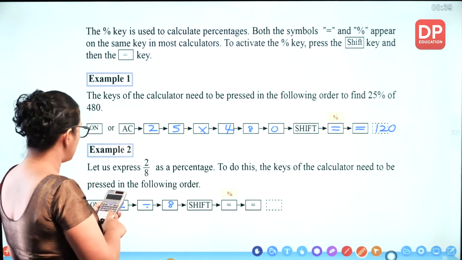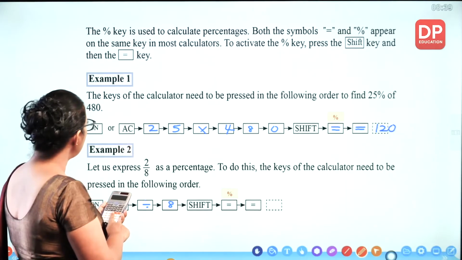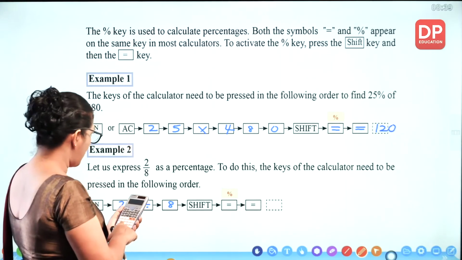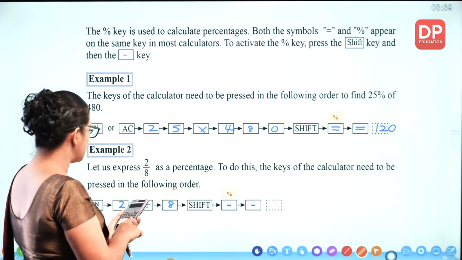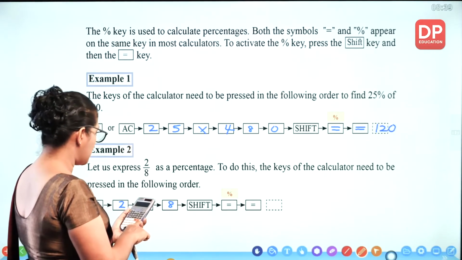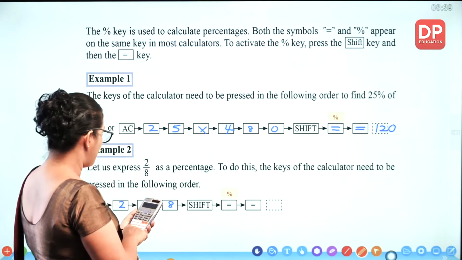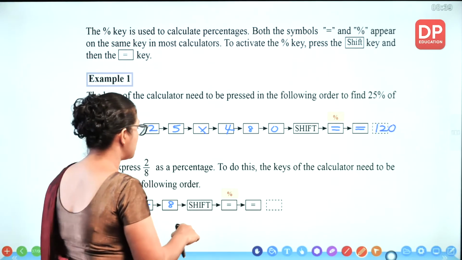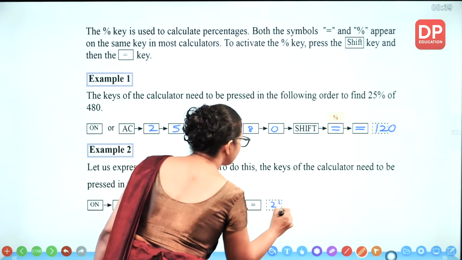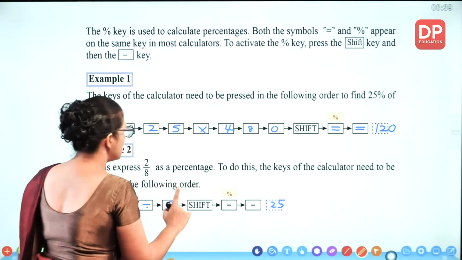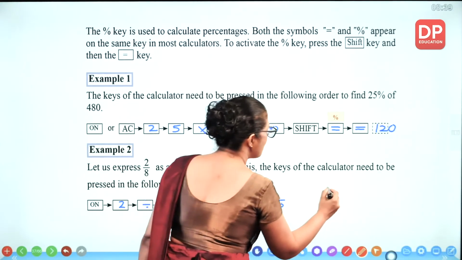So what's the value? 25. This one, 2 over 8. 2 divided by 8. And then percentage sign. 25. So what's the answer? Answer is 25%.